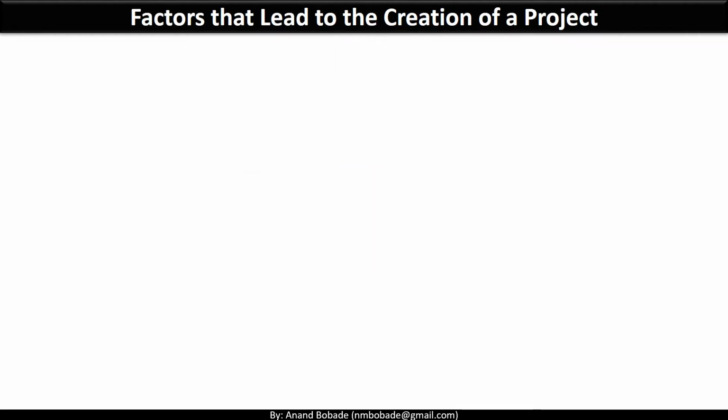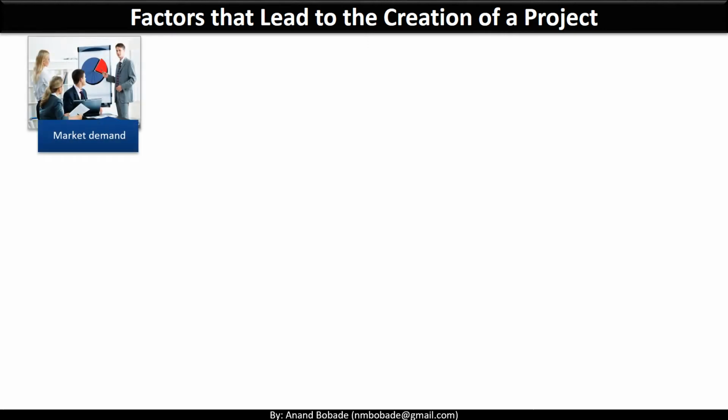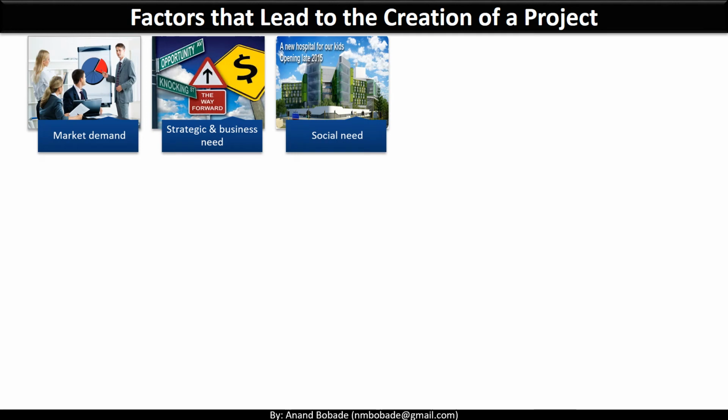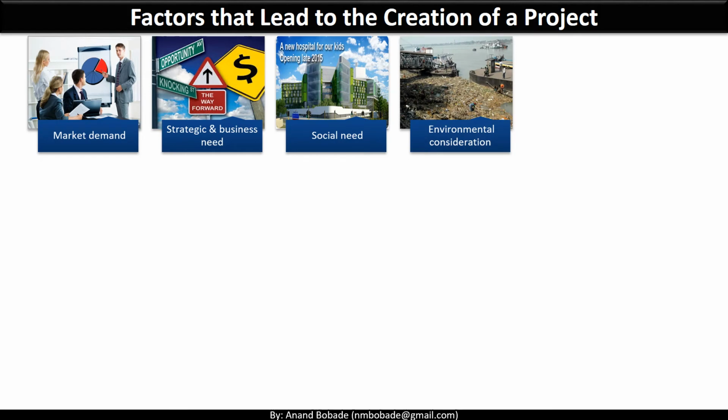Look at some of the factors, with examples, that lead to the creation of a project. Market demand: an automobile company building a fuel efficient car, or an automobile company venturing into electric cars as there is a future demand for these cars. Strategic and business need: a company started a project to build its own research facility to build futuristic technologies. Social need: a private company building a charity hospital for controlling diseases. Environmental consideration: the government authorized a new project to clear rivers and river banks of garbage.